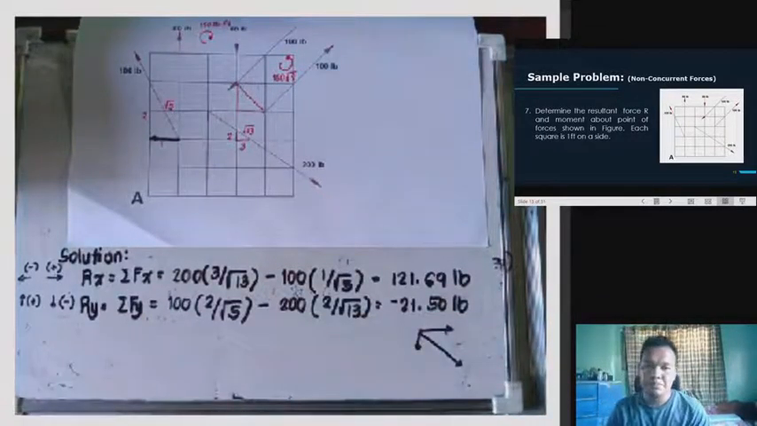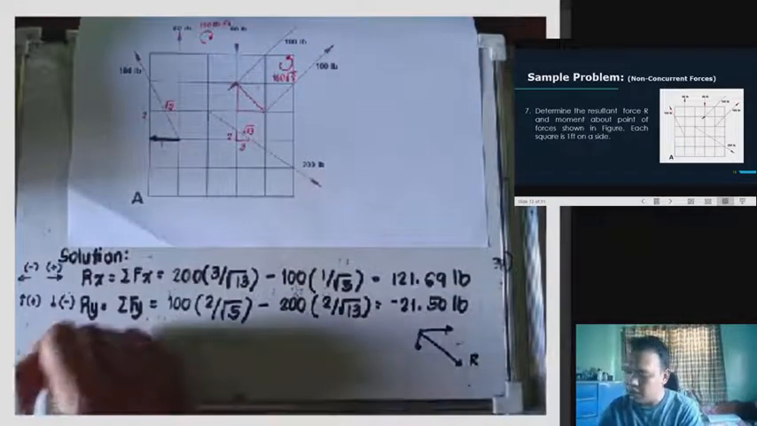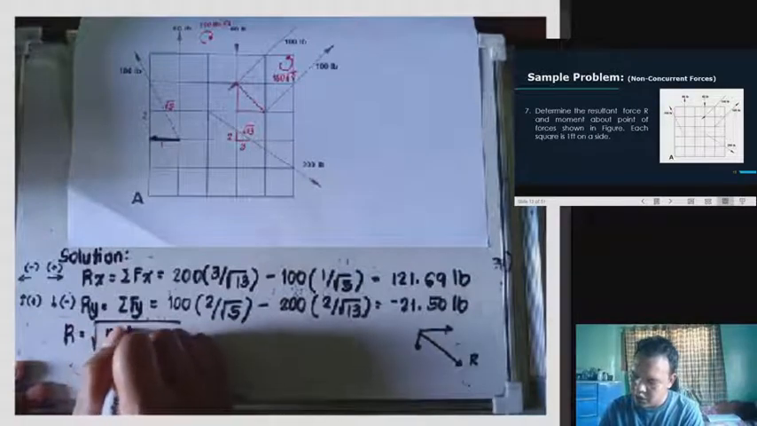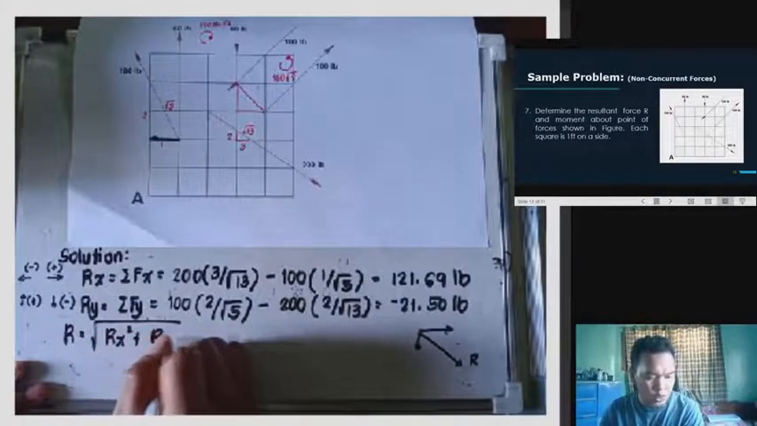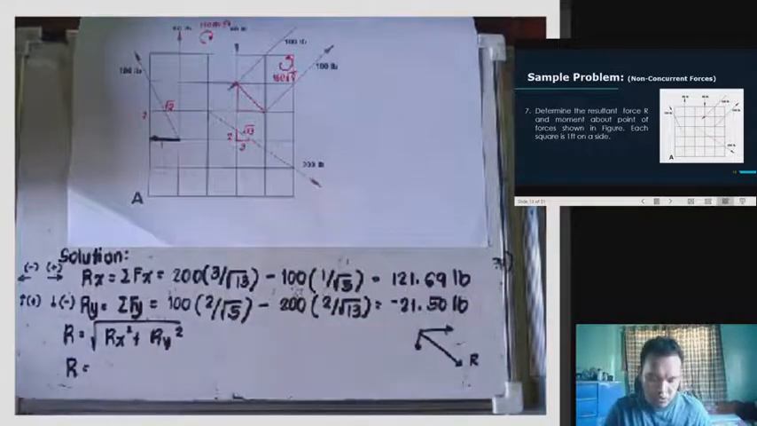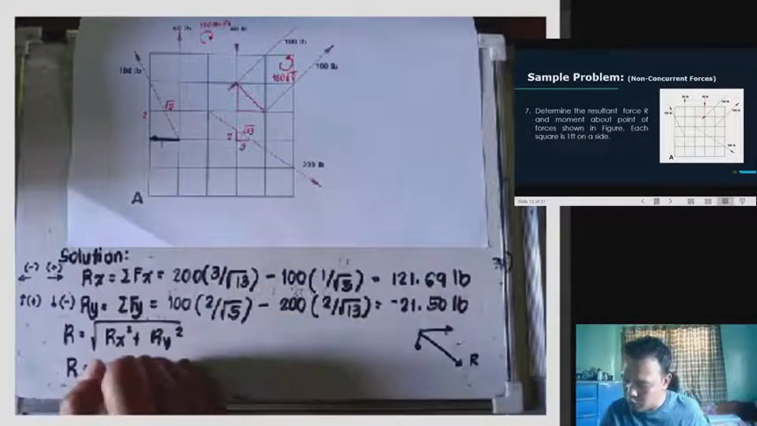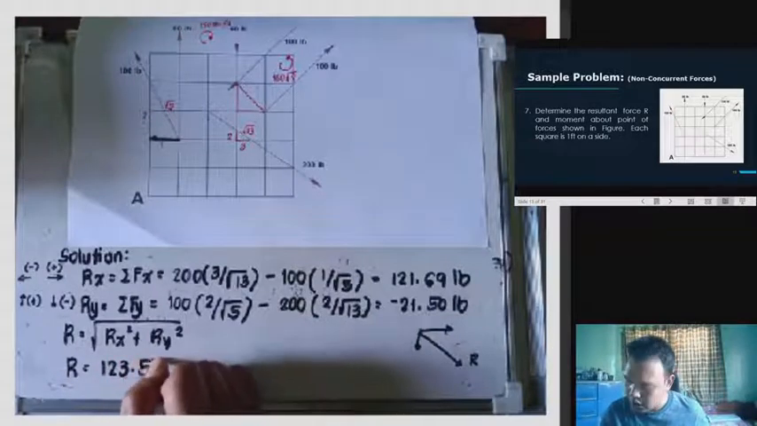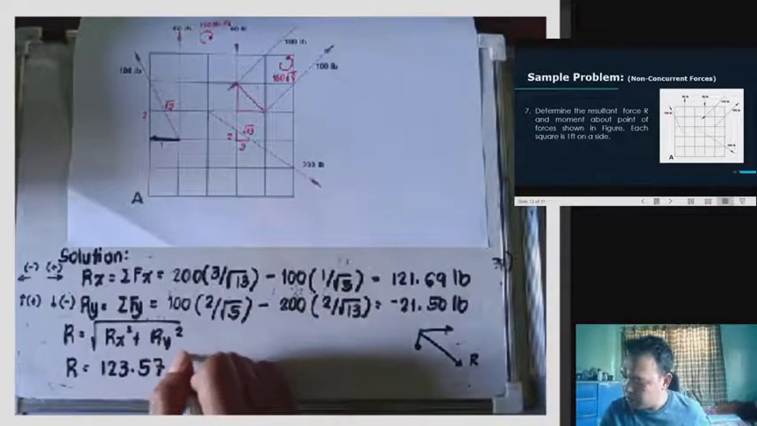No? Yung R. So to get the value of R is equivalent kay square root ni Rx squared plus Ry squared. So si R is equivalent kay square root ni 121.69 squared plus 21.50 squared. So we have here 123.57 pounds.